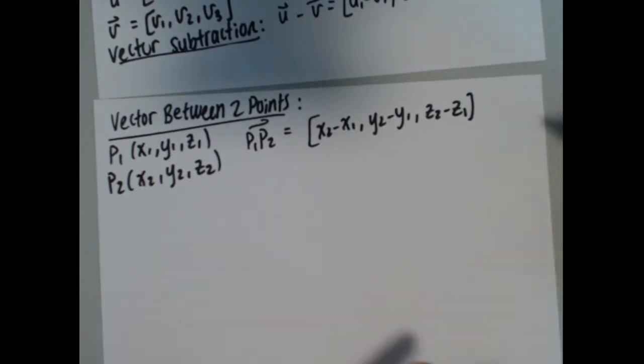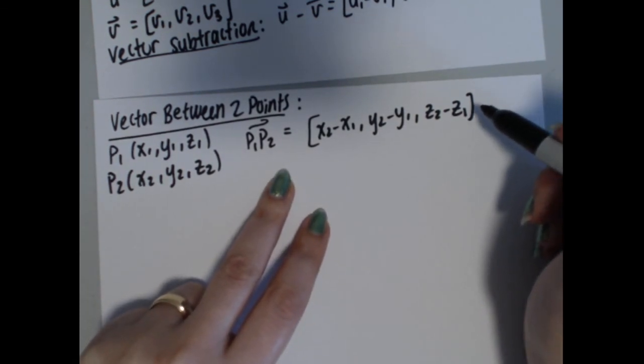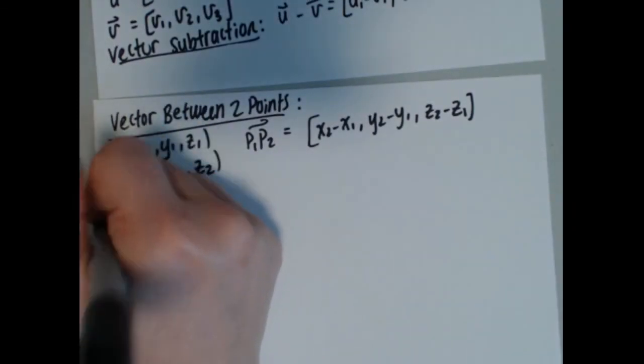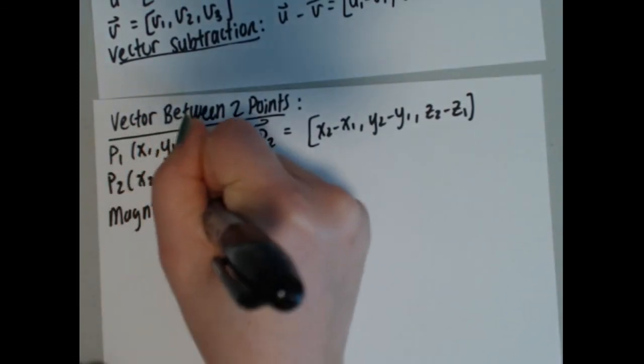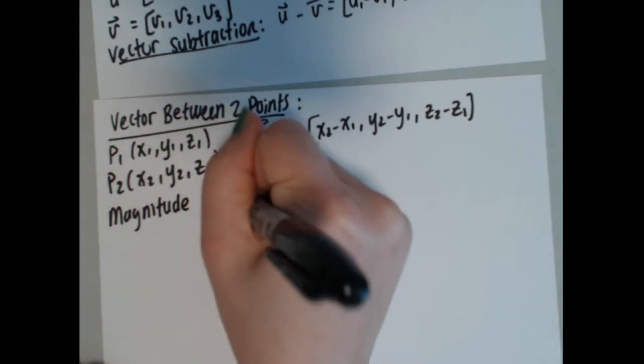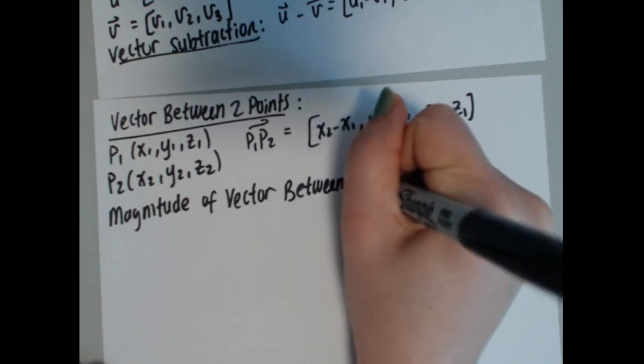Now, it was based on this conclusion that we were able to determine the magnitude of the vector between 2 points in R2. So the same is going to apply in R3. We're just going to extend it. So, magnitude of a vector between 2 points.